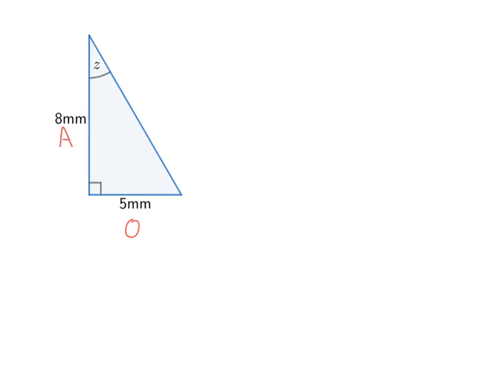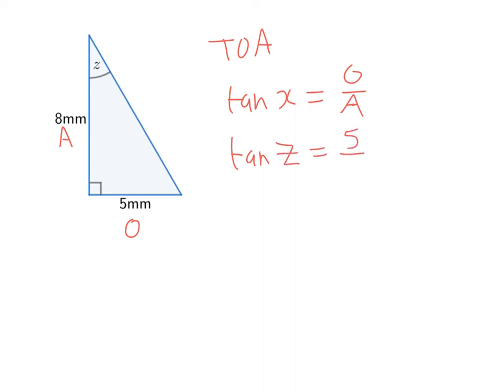Because we've got O and A, remember TOA, that means we can write down the equation that tan x is equal to the opposite over adjacent. And we fill in the information from the question. So what does x stand for? X represents the angle, which this time will be called Z. O is the opposite, which is 5, and A is the adjacent, which is 8.